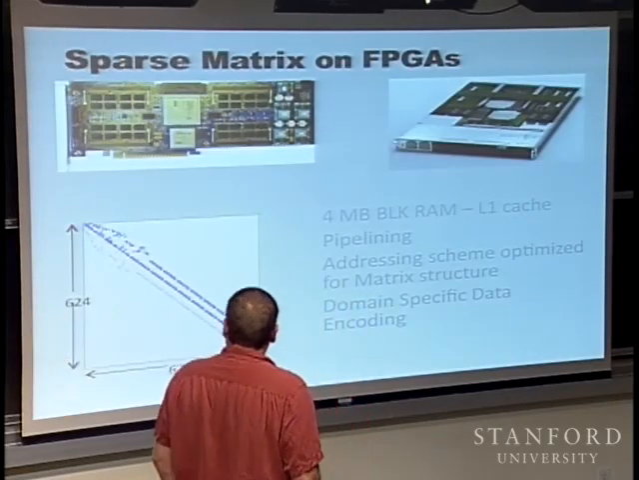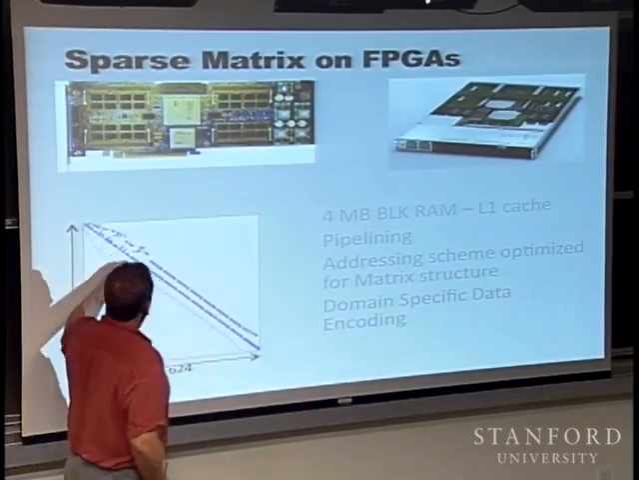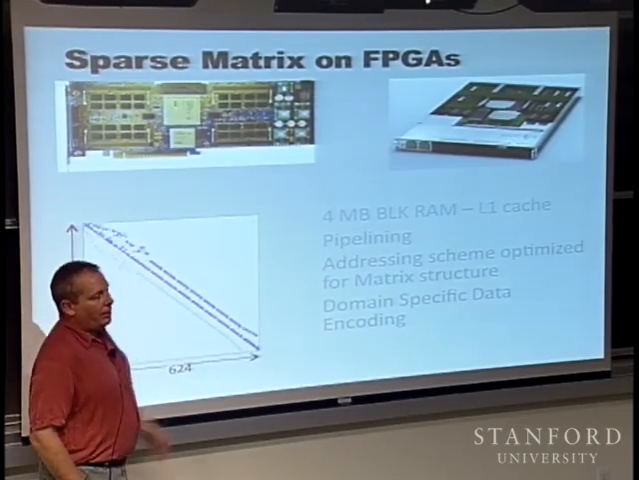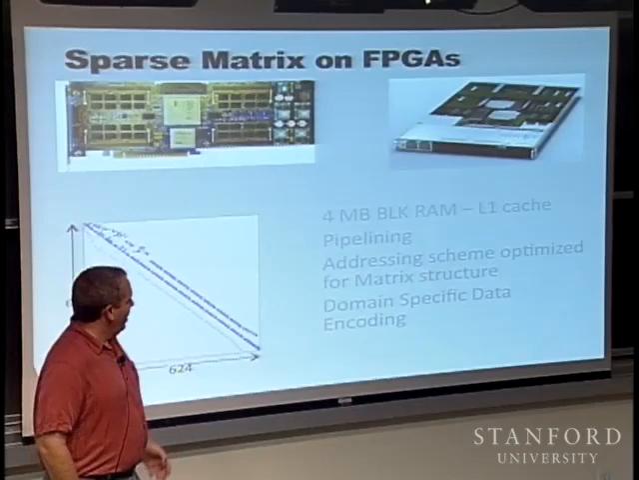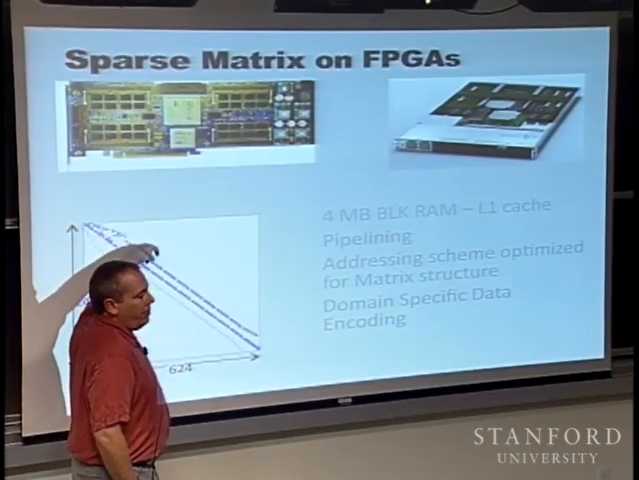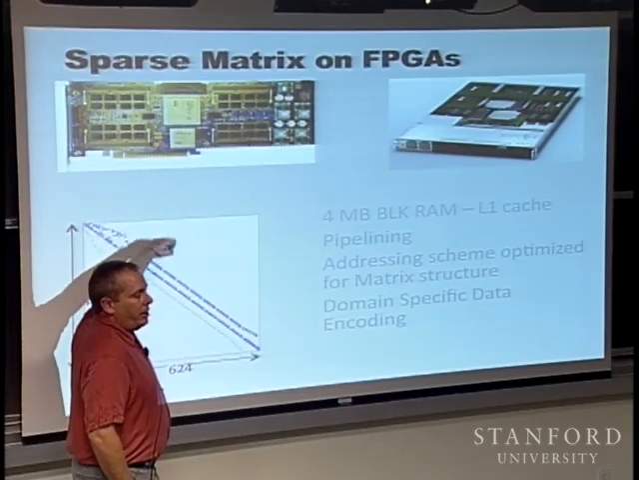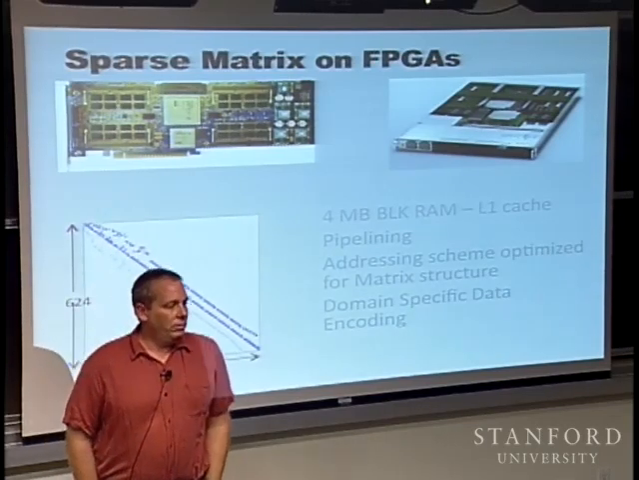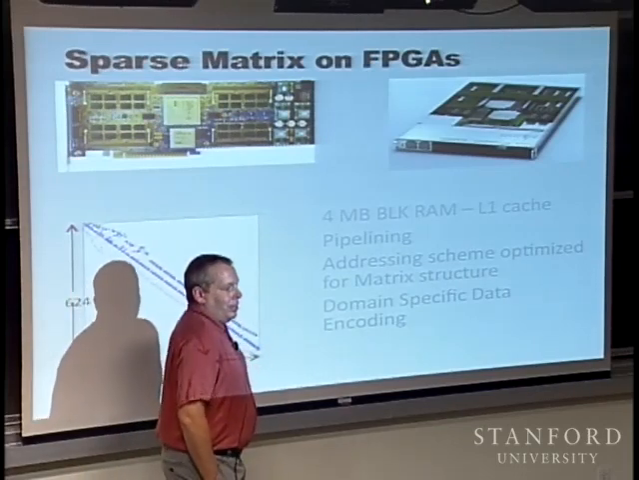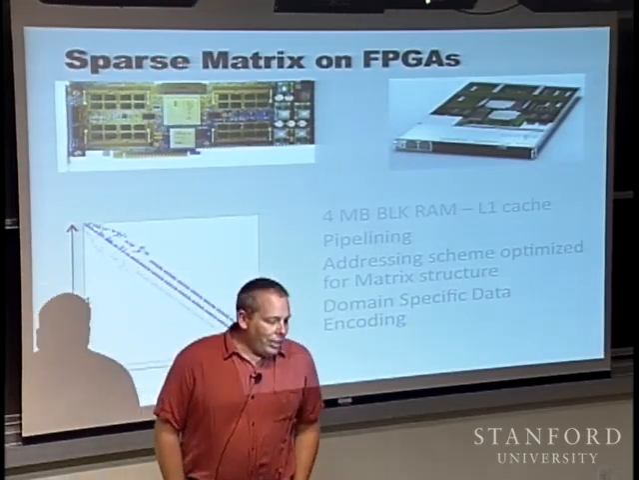What they did is they said, OK, I'm looking at this matrix. It does have a lot of structure. It's not perfectly diagonal, but it's pretty diagonal. Why am I storing how far off it is from diagonal as a 64-bit integer? I can store it as a 4-bit integer, whatever works. So that was the first little trick.